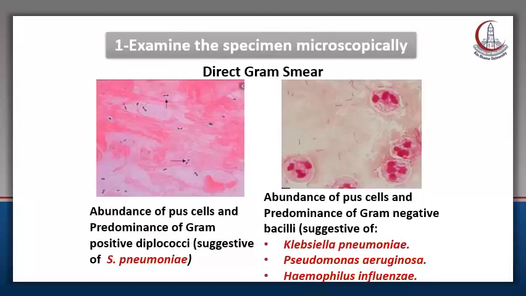Of course, in the first step with the direct gram smear, we see pus cells, which are pink cells in both pictures with segmented nuclei. If you see in the left picture, we see diplococci, so we are suspecting Streptococcus pneumoniae. On the right picture, you see pink rods, so we are suspecting gram-negative bacilli like Klebsiella pneumoniae, Pseudomonas aeruginosa, and Haemophilus influenzae.